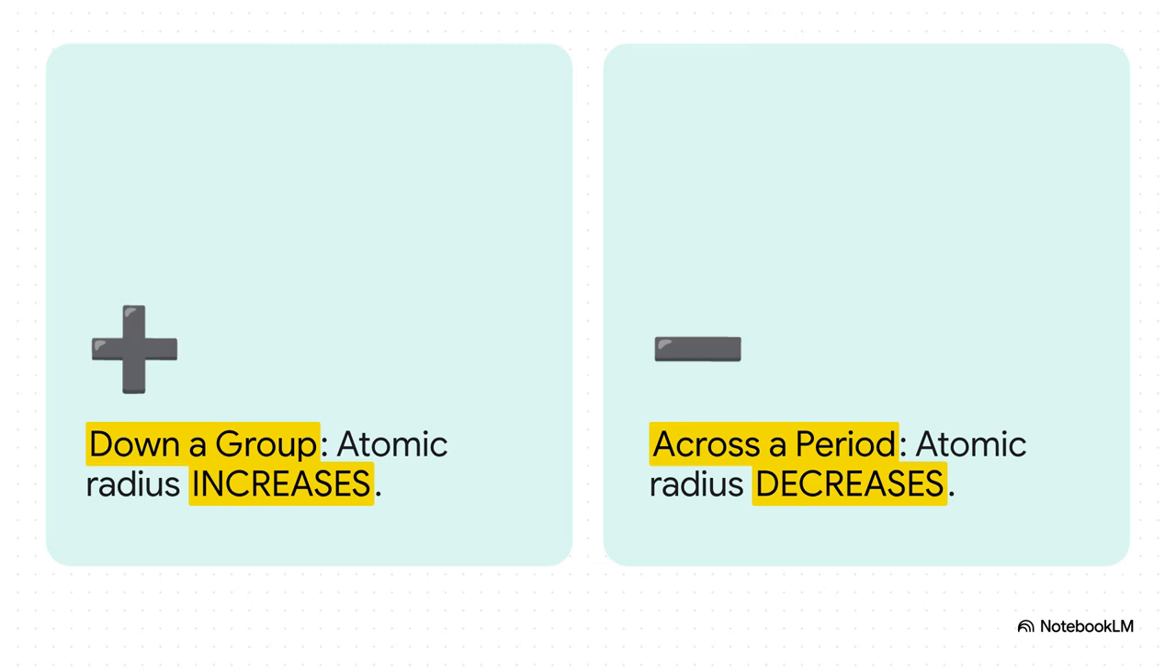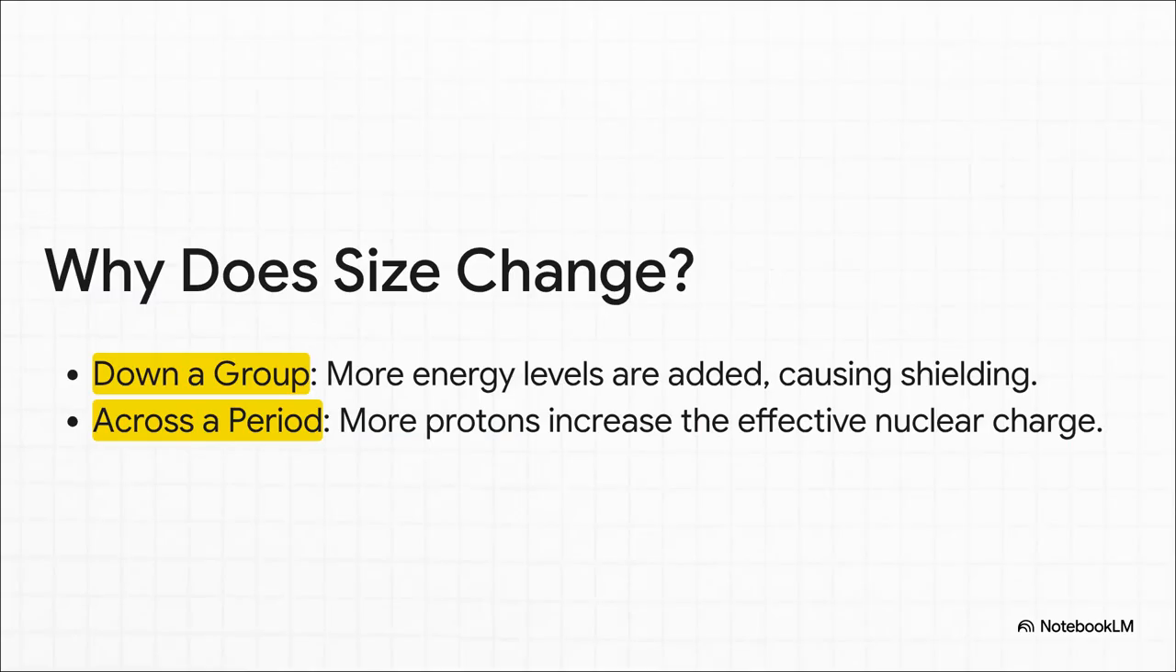As you move down a group, the atoms get bigger, but as you move across a period from left to right, they actually get smaller. Wait, smaller? How does that work? Let's find out.